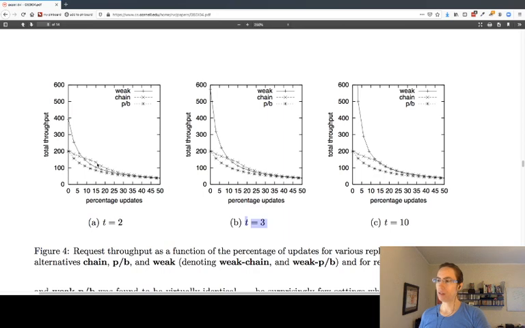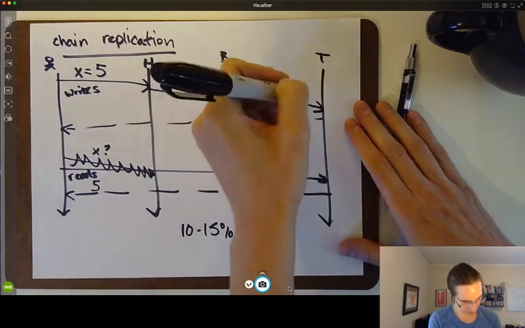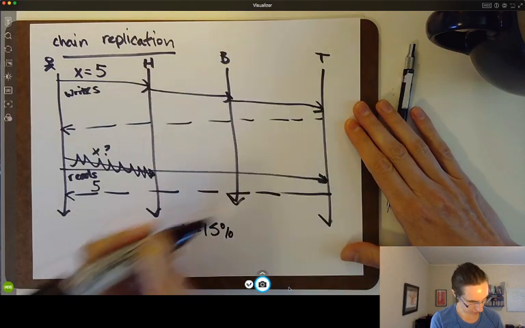My understanding of the situation is that writes take longer than reads to process. So if you were to split up the load equally between writes and reads, then primary backup replication and chain replication would perform about the same. And indeed, that's what these figures more or less bear out. What chain replication does is split things up equally between the head and the tail. So the tail handles reads, the head handles writes.